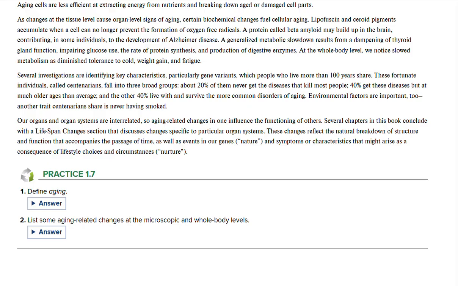Whole body changes include fading hair color, wrinkling skin, loss of effectiveness of the immune system, increased blood pressure, and slightly elevated blood glucose, which may become clinically significant. Revealed content has ended.